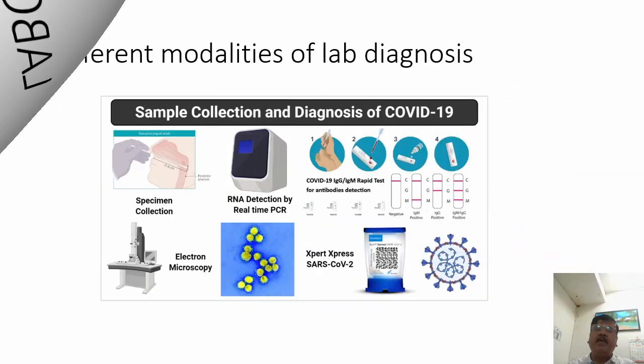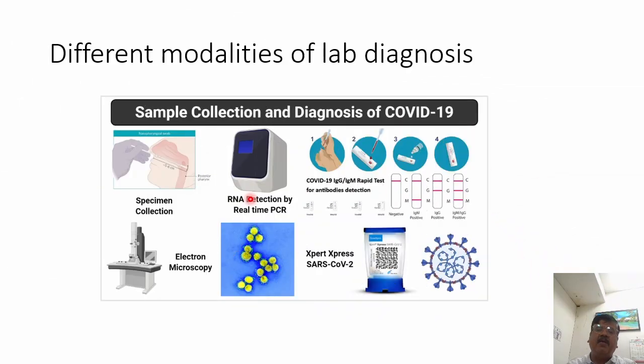So our purpose was to emphasize the laboratory diagnosis aspects. Now you can see in the diagram that there are various modalities of diagnosis available. The first step in any laboratory diagnosis is sample collection. Various samples can be collected: nasal, nasopharyngeal, and oropharyngeal samples. Then there is PCR, which is the gold standard for diagnosis of COVID-19.